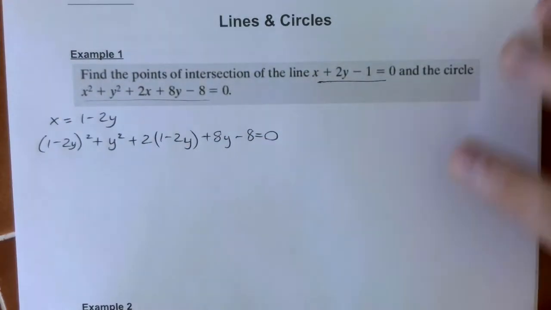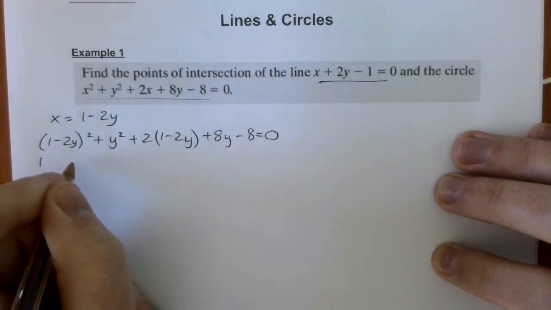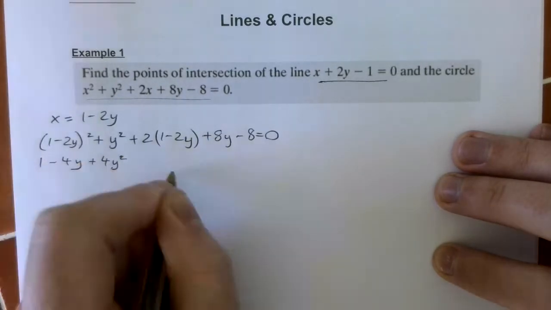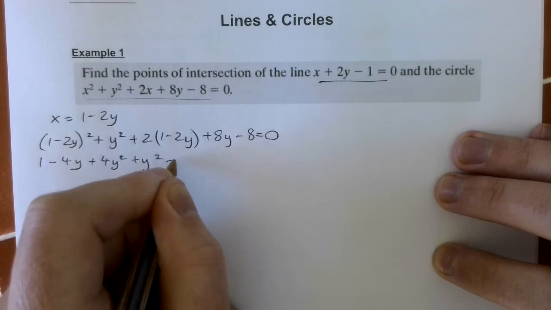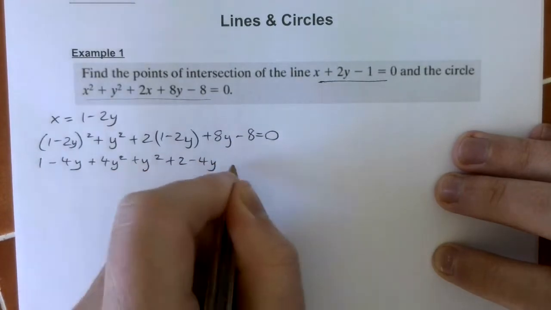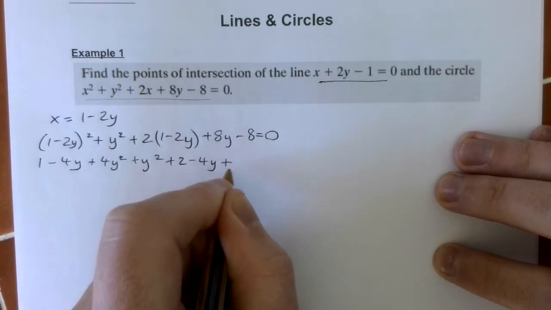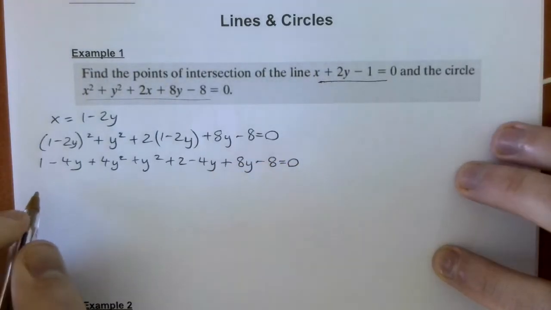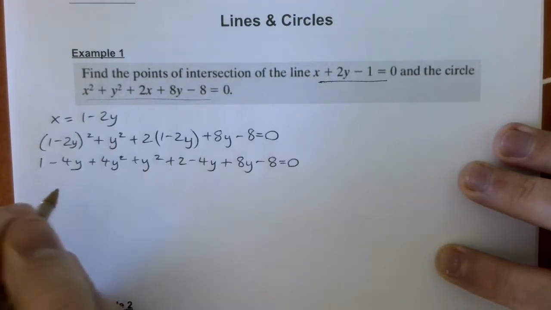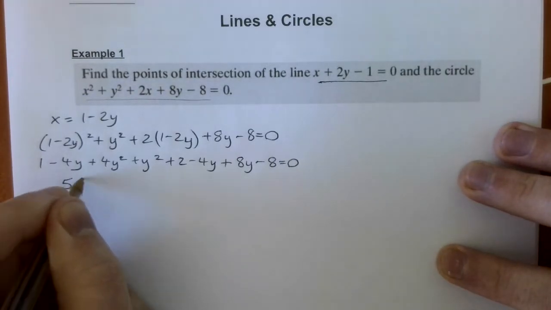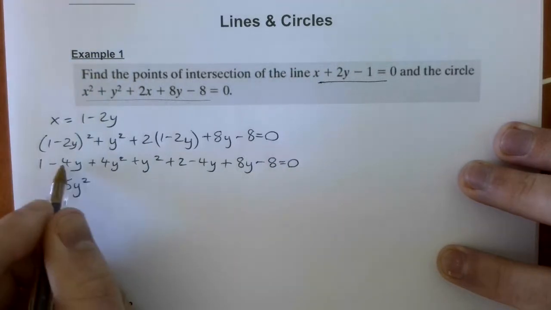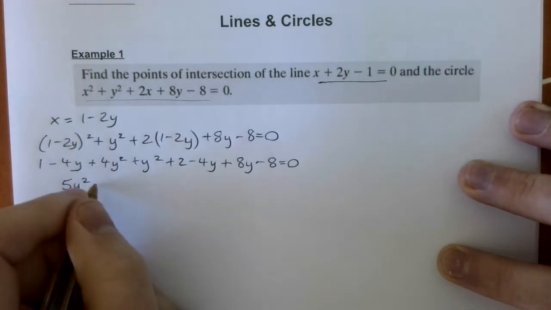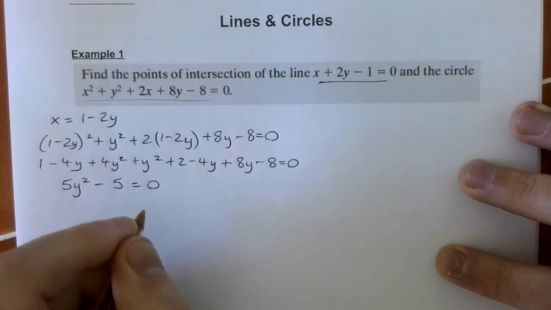And then we're just going to do a lot of working out here. Square the first, square the last, first bit last by 2, plus y squared plus 2 minus 4y plus 8y minus 8 is equal to 0. And then we need to add our squareds together. So we have 5y squared. You can see the y's actually cancel each other out. And then we're left with minus 5 is equal to 0.